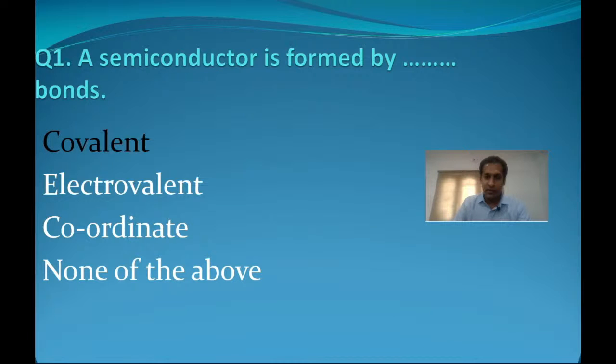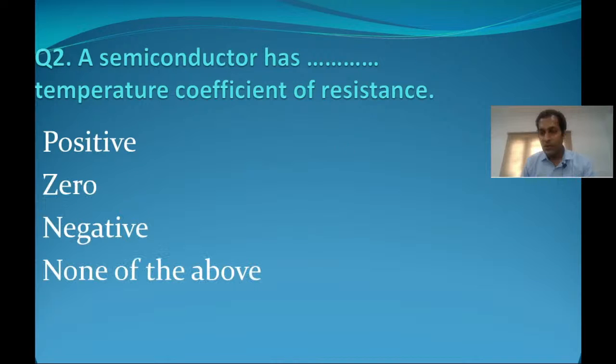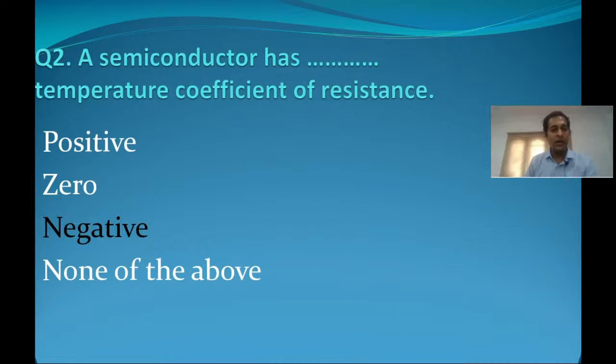The answer is covalent. A semiconductor has dash temperature coefficient of resistance. Either it is positive, negative, or none of them, or 0. Think about it. The hint here is that semiconductors, if they get heat, release electrons. So your timer starts now. 3, 4, 5, 9 and 10. The answer is negative. Semiconductors have a negative temperature coefficient of resistance.